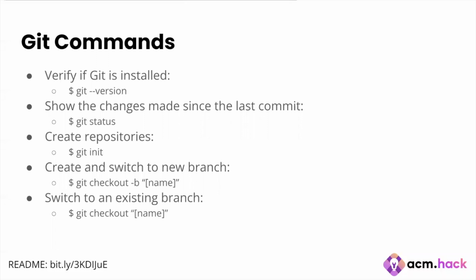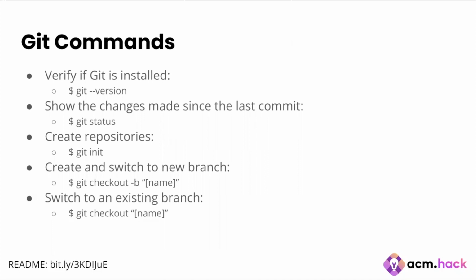Two of the slides are just Git commands. I think they are filled with the more frequently used Git commands. There are a ton more, but there are about 10 that get used the most, and here they are. If you want to verify if Git is installed, you can do git --version. If you want to show the changes made since the last commit, you can do git status. If you want to create a repository, you can do git init.